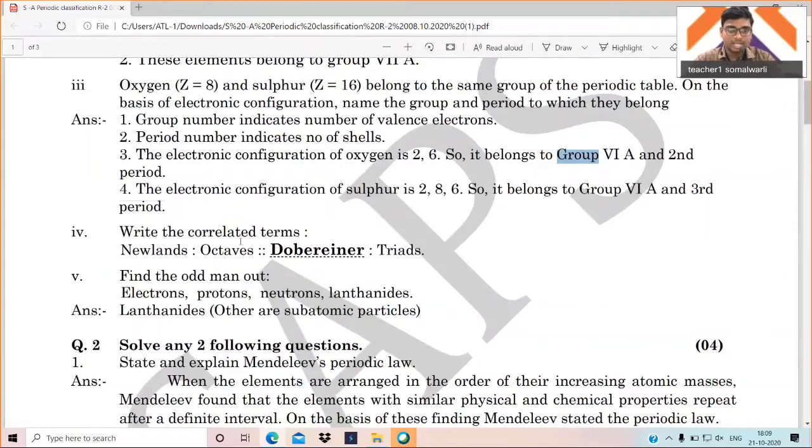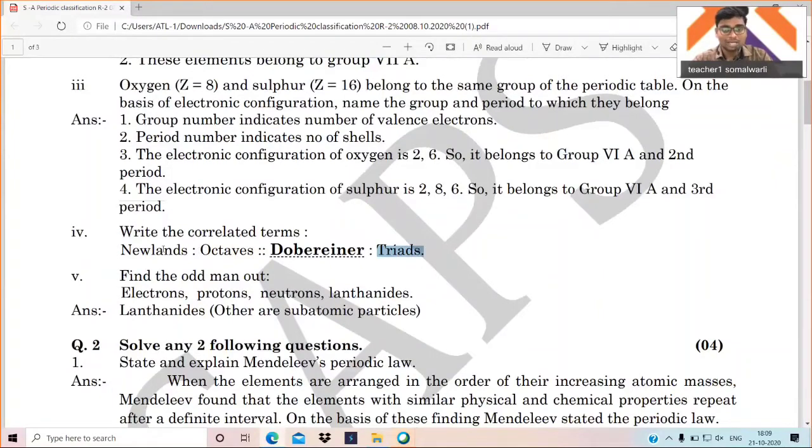Now this is a very interesting and easy question. Newlands' octaves: when we talk about Newlands' octaves, we talk about elements arranged in the sa re ga ma pa da ni sa sequence. When we talk about triads, we talk about Dobereiner. Triads were given by Dobereiner, and the law of octaves was given by Newlands.